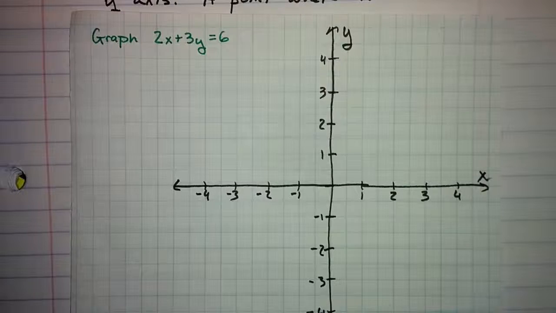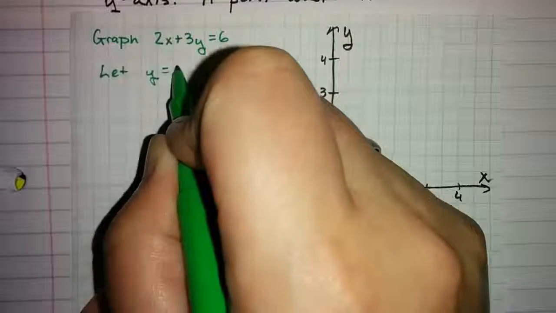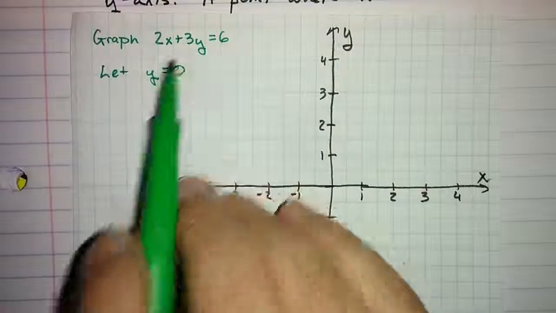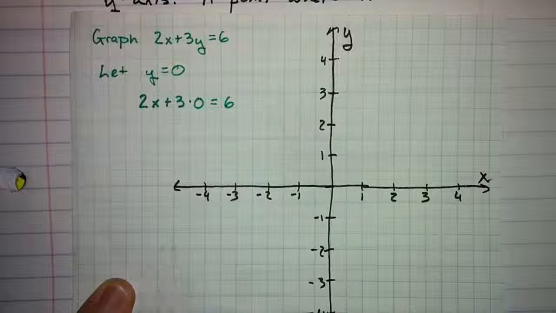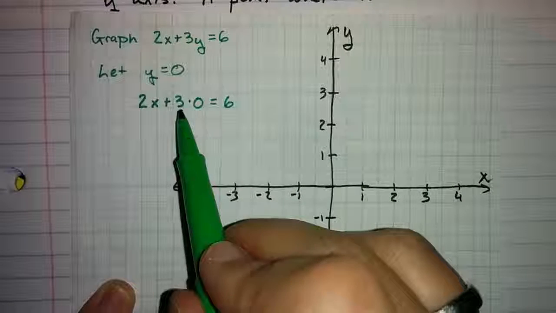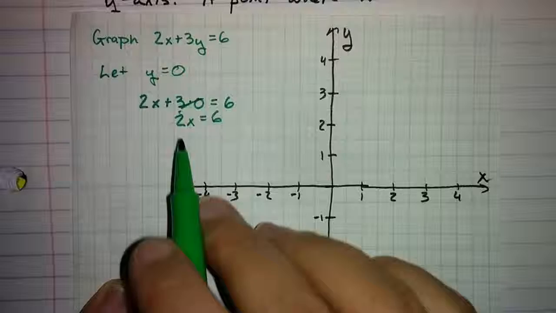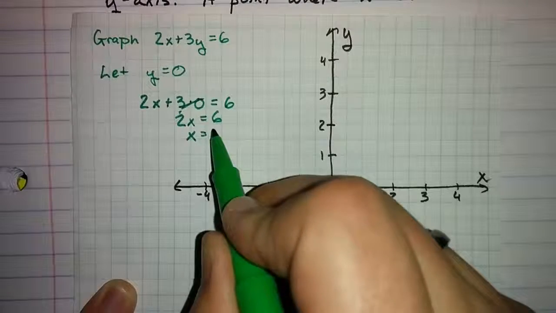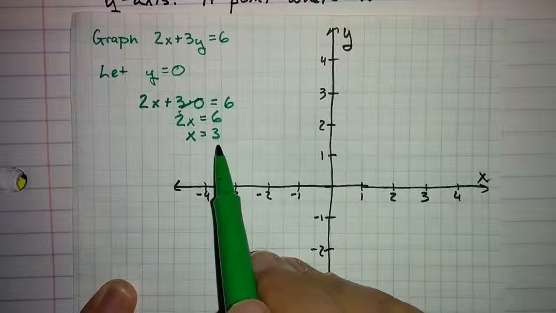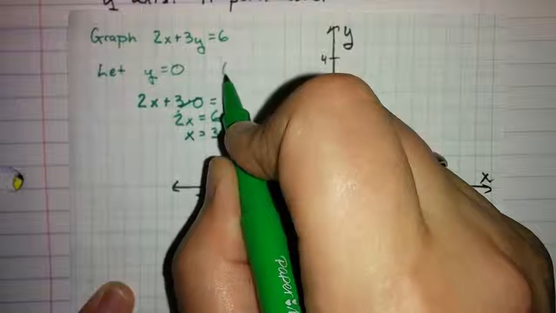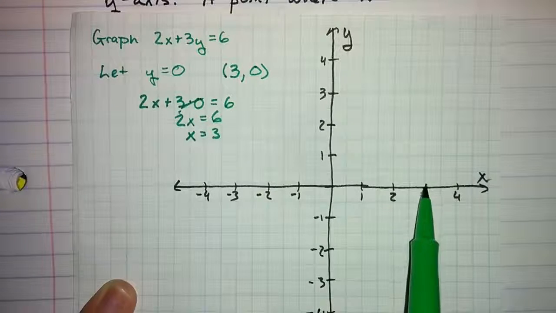Well, the x-intercept is where y equals 0. So let's let y equal 0. Plugging that in, we get 2x plus 3 times 0 equals 6. 3 times 0 is just 0. So we've got 2x equals 6. Dividing both sides by 2, we get x equals 3. Where y equals 0, x equals 3, our x-intercept will be the point 3, 0. X is 3, y is 0.